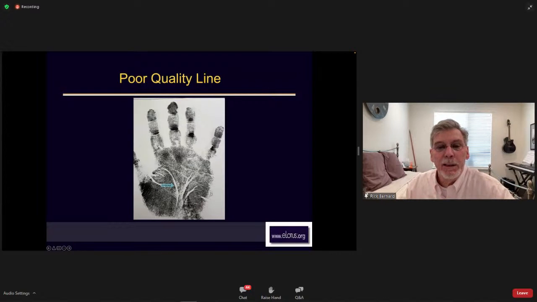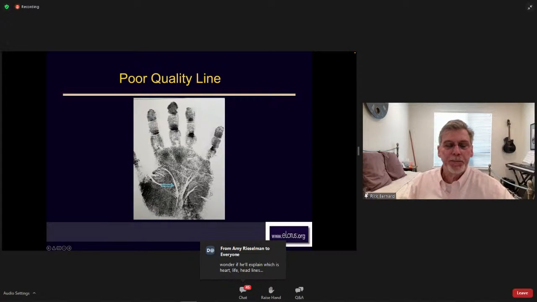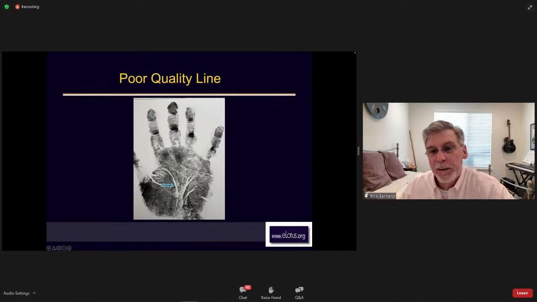Even the headline, especially where it starts, is a little bit bumpy, not a very clear straight line. And if you look at the lifeline, you see how it's kind of widened out, and the widening is weakening of energy.